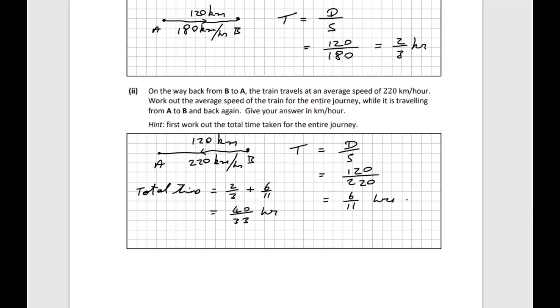So we have the overall time now, so all we've got to do now is work out the speed. So speed is distance over time. So the distance is 240 kilometers. Out is 120, back is 120, so 240 in total. The time is 40 over 33. So you can just type all that into your calculator, 240 divided by this fraction here, and that gives you 198 kilometers per hour. That's the overall average speed for the entire journey.